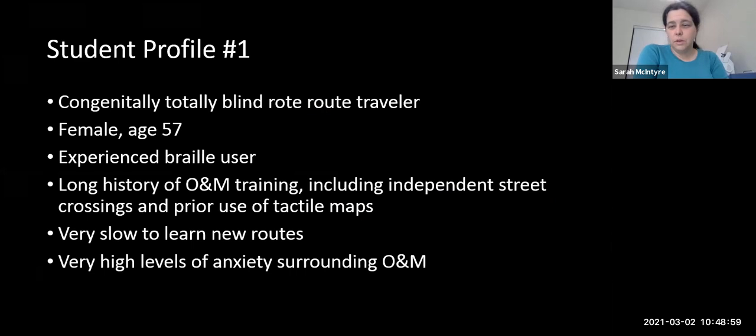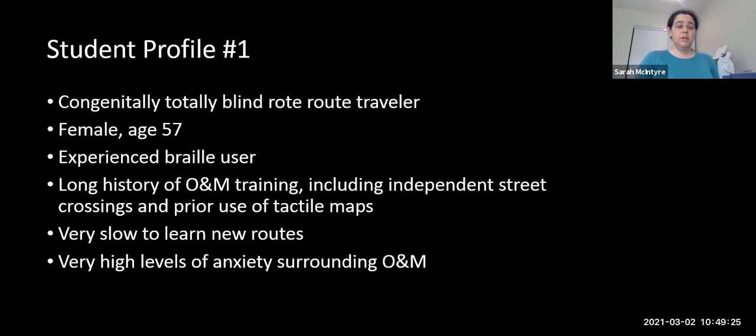So what I'm going to be doing is presenting two profiles of two students that I have worked with using Tmaps, so that you can see kind of how this all plays out. The first student is a congenitally totally blind route traveler, a woman in her mid-50s, a very experienced Braille user, with a very long history of O&M training.